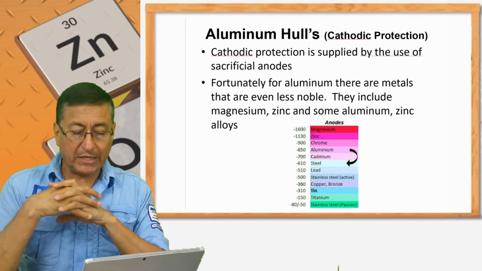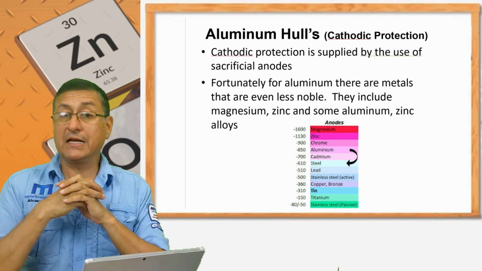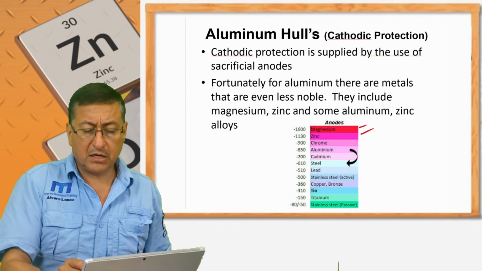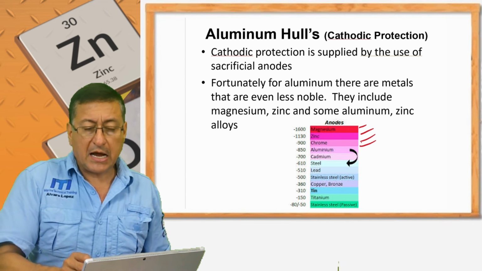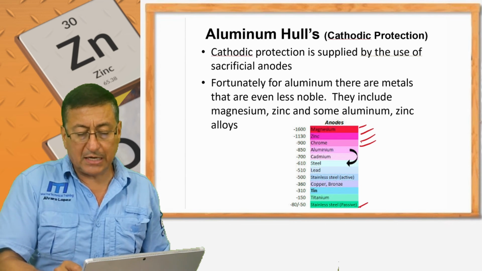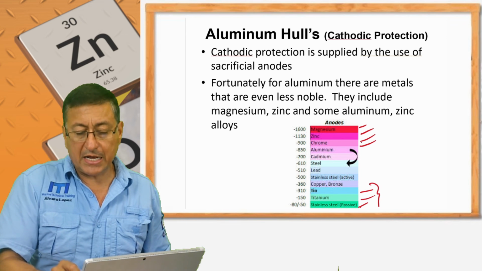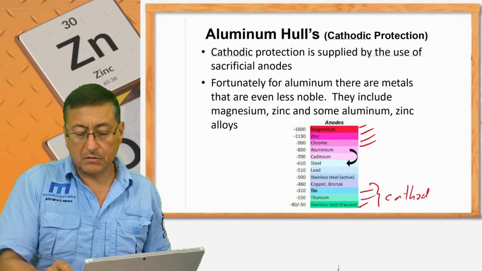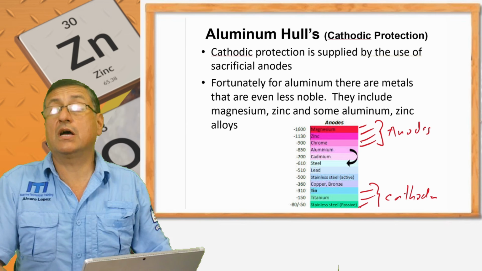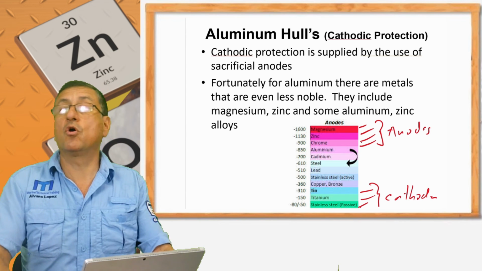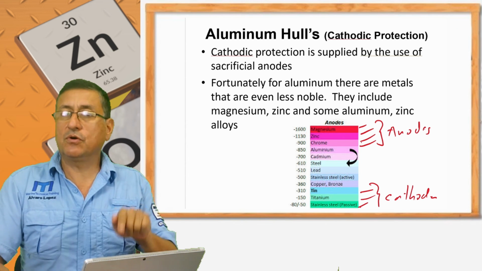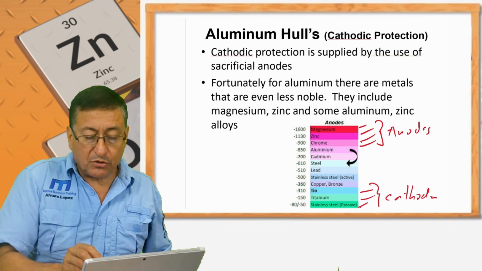And don't forget the table related with the cathodic protection. There are metals more anodic, for example magnesium, zinc, aluminum, and chromium, and metals more cathodic: stainless steel, titanium, tin. Those are cathodes, and those are anodes. The anodes are less noble, the cathodes are more noble. The anodes are eroded.